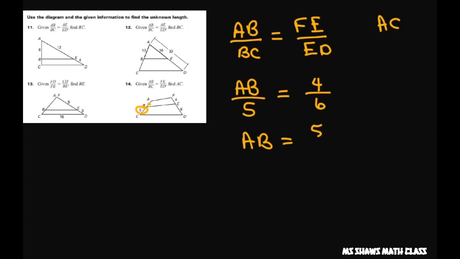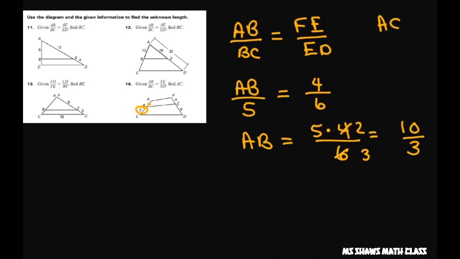You get 5 times 4 divided by 6. I can divide these both by 2, so that's going to be 2/3. So that's going to be 10 divided by 3. So AB is 10 divided by 3.